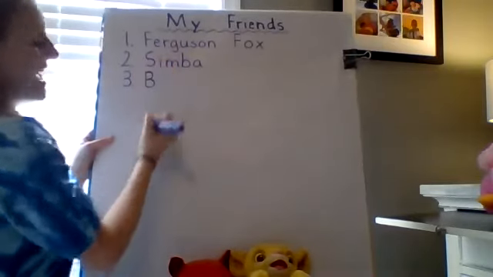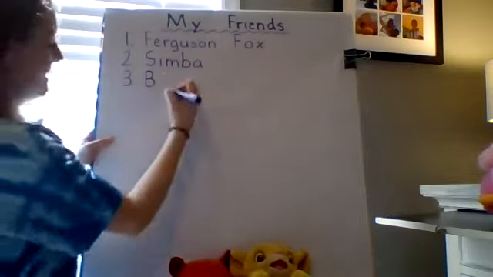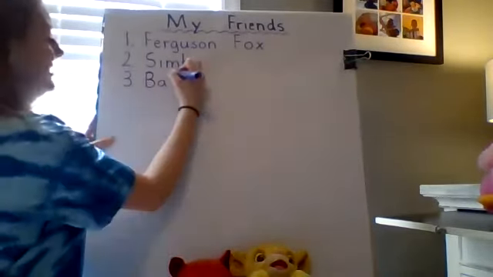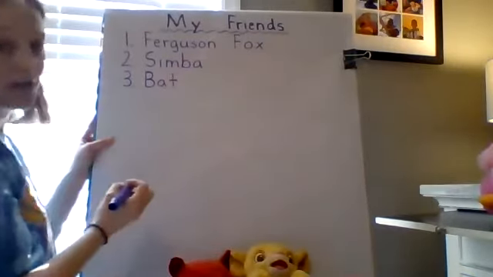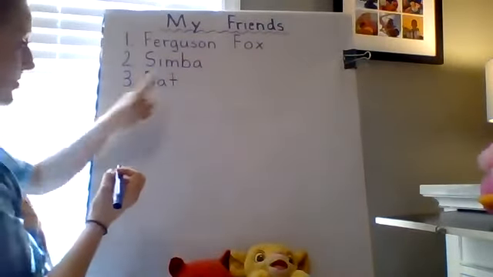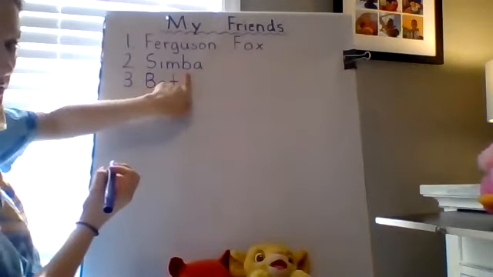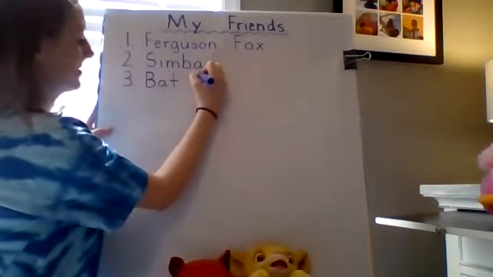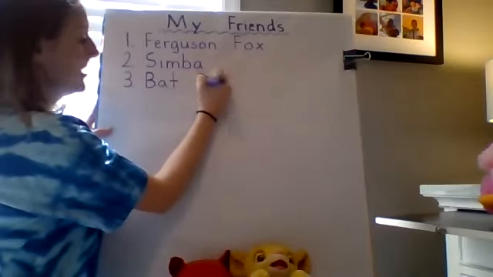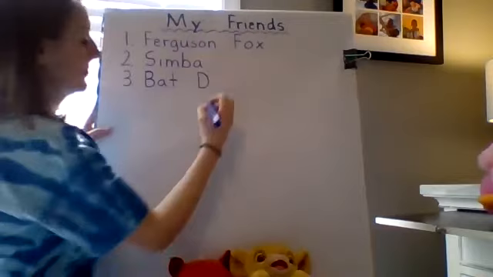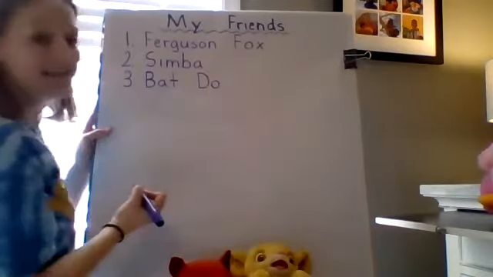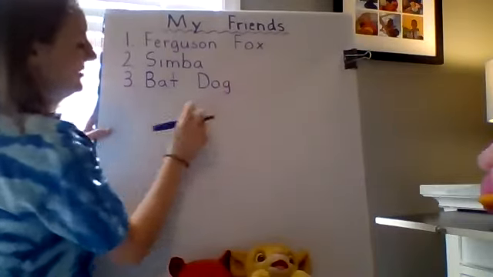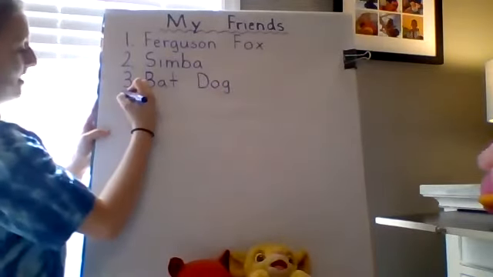When I say the sound, you say the letter. B. A. T. Good. And the next part of his name is another word. So we're going to use a finger space. Don't forget that finger space. And another capital. So D. Capital D. O. And G. Good. Bat Dog. That's his name. Now we're going down in our list.